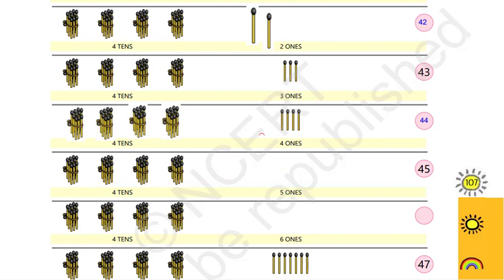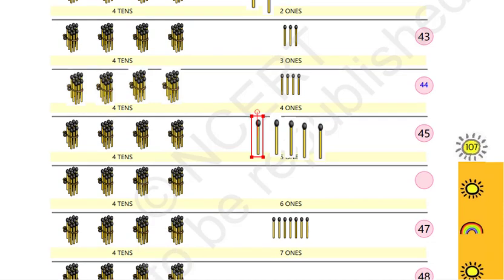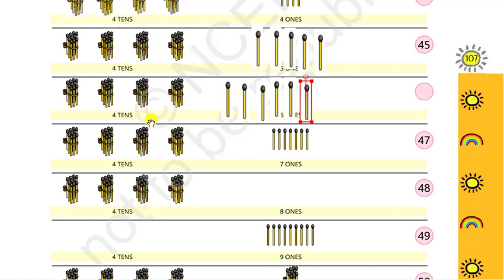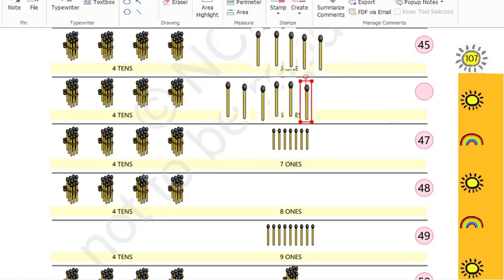Next is 45. 45 similarly it is equal to 4 tens, but this time 5 ones, means here we have to draw 5 loose matchsticks. So 1, 2, 3, 4, 5. So this is 5 ones. Next is 46. 46 is 4 tens and 6 ones. Similarly here you need to draw 6 loose matchsticks. So this is 1, 2, 3, 4, 5, 6. Here we need to write 46.